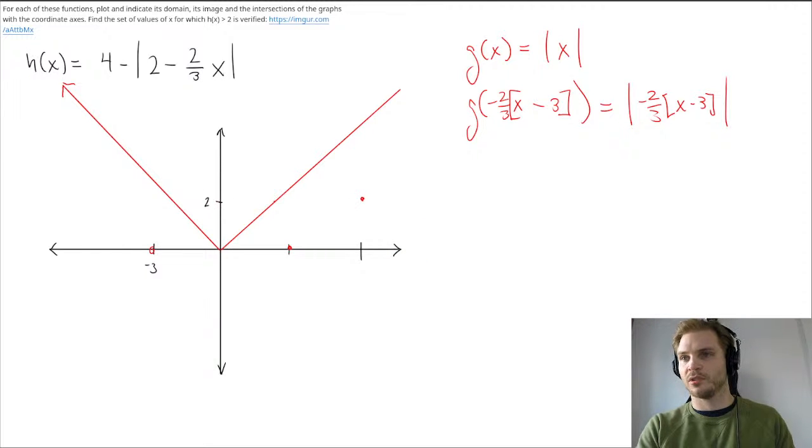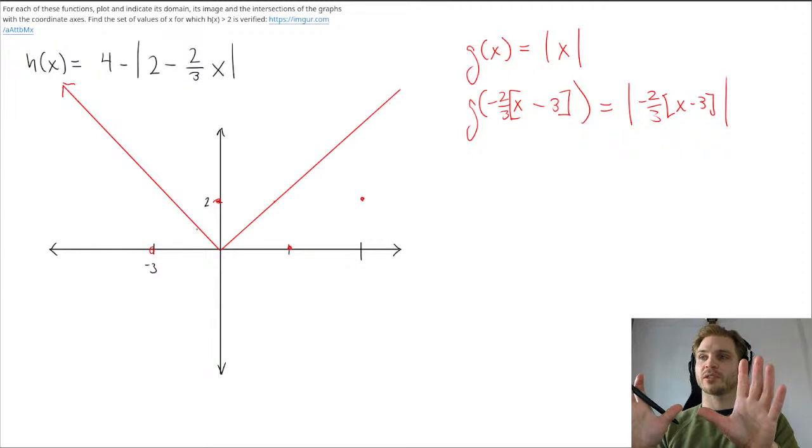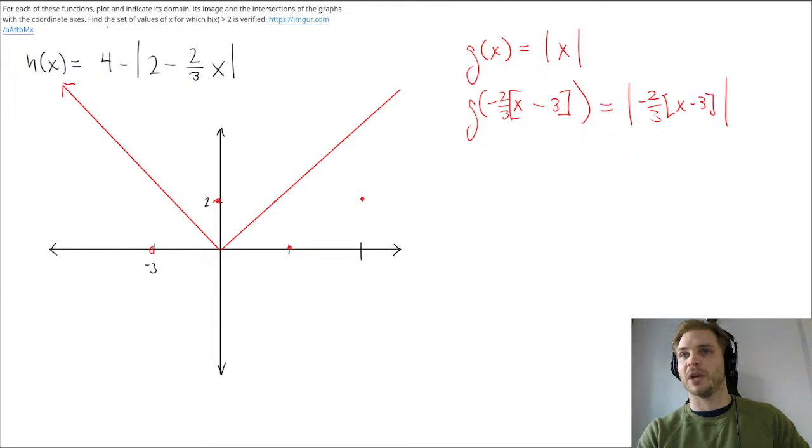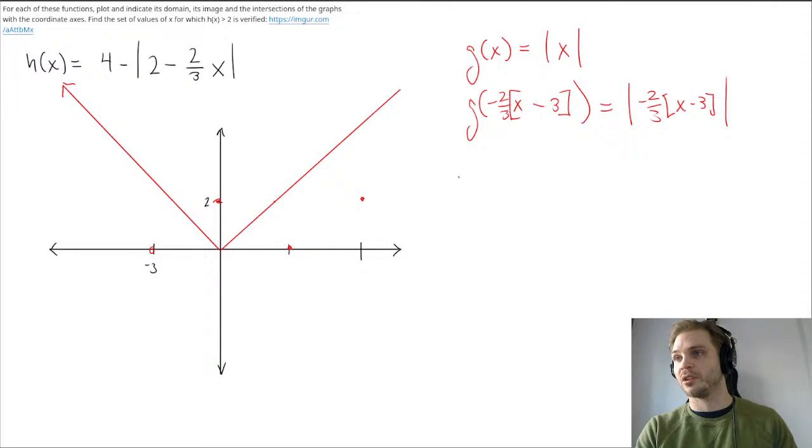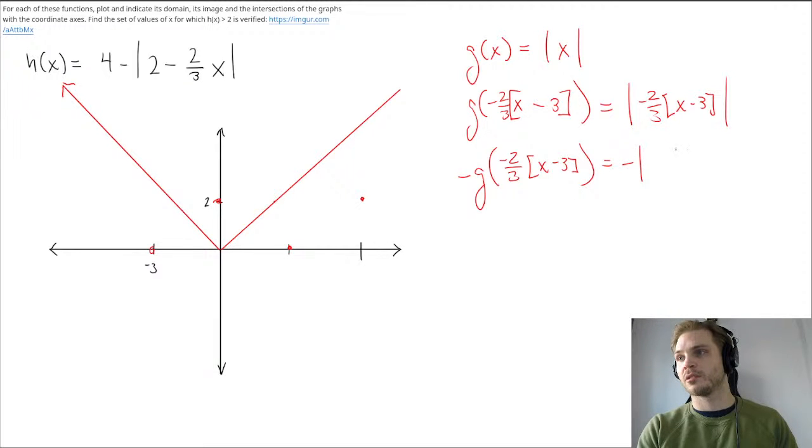Okay, so we've got these points on now. Then all of these points are going to get modified by this and this, so let's do that too. So now we're going to multiply g of negative 2/3 x minus 3 by negative 1 on both sides.